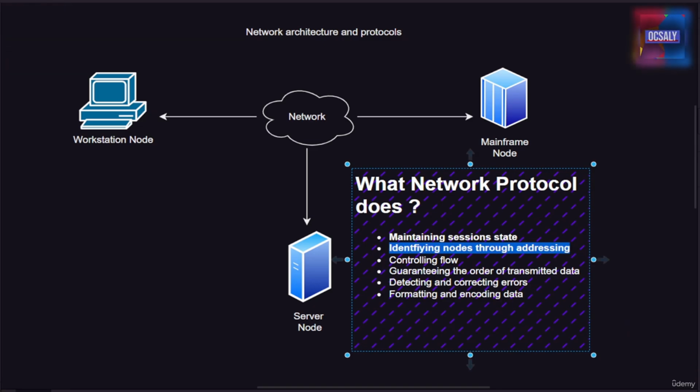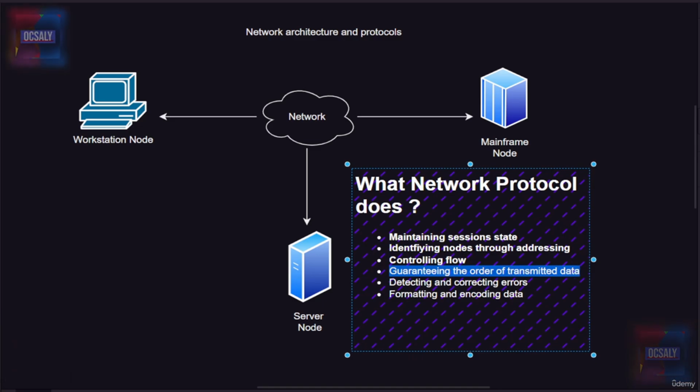Data must be transmitted to the correct node on a network, so some protocols implement an addressing mechanism to identify specific nodes or groups of nodes. We are also going to control the flow. The amount of data transferred across a network is limited, of course, so protocols can implement ways of managing data flow to increase throughput and reduce latency.